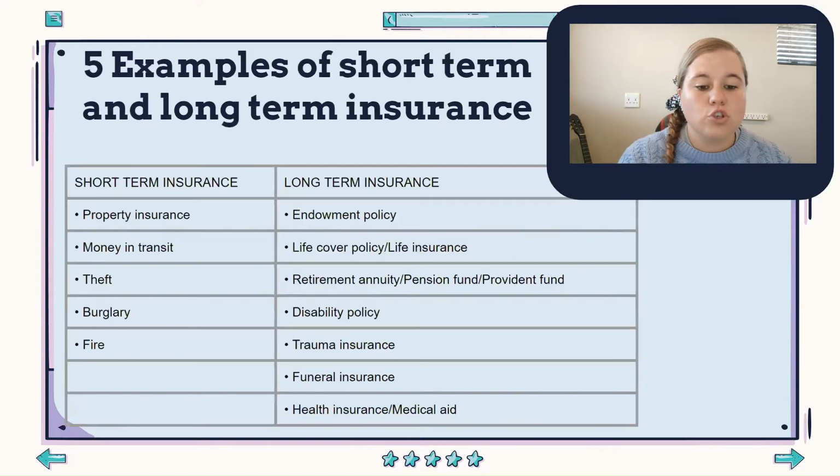Then, examples of short-term and long-term insurance. Short-term insurance: property insurance, money in transit, theft, burglary, or fire. Long-term insurance: endowment policy, life cover policy or life insurance, retirement annuity, pension fund, provident fund, disability policy, trauma insurance, funeral insurance, health insurance, or medical aid.